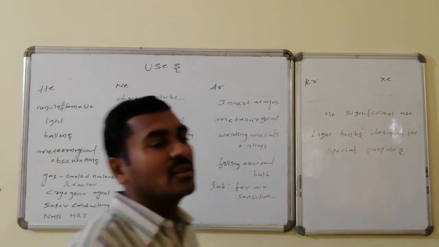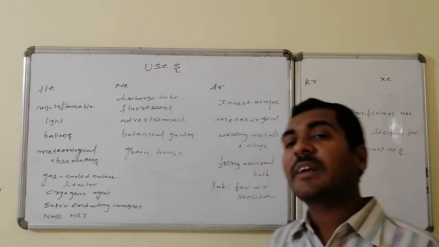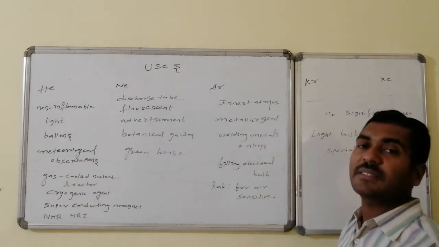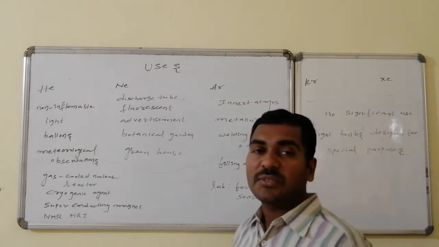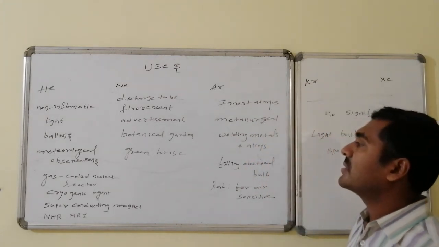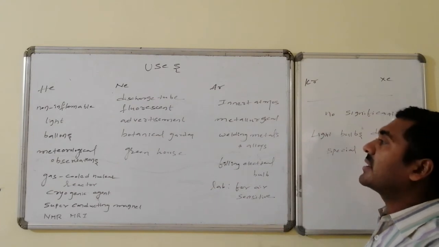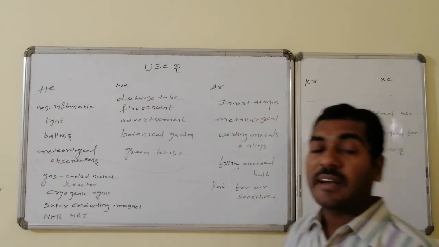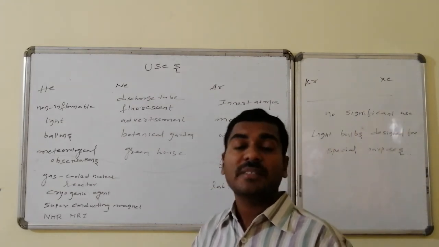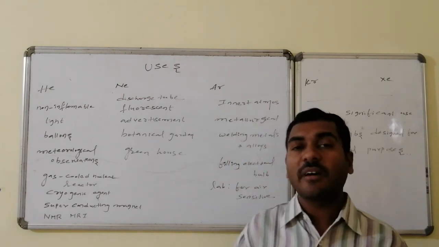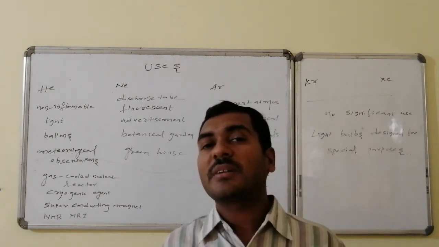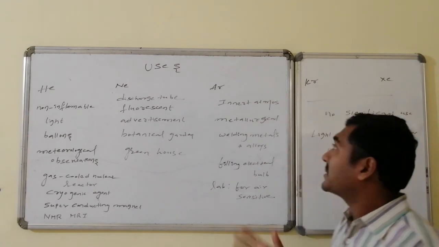Let us go for neon. Neon is used in discharge tubes for advertisement purposes where different colors are required, neon gas is used, and also in fluorescent bulbs, and also bulbs used in botanical gardens are filled with neon, and the bulbs used to maintain high temperature in the greenhouse conditions of the gardens are also filled with neon. Let us go for argon.